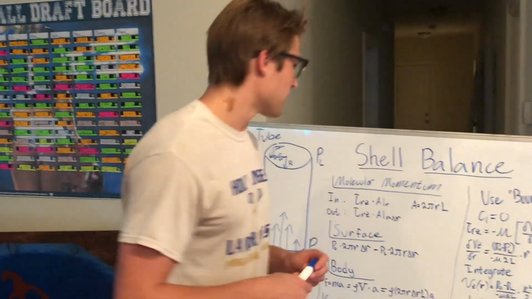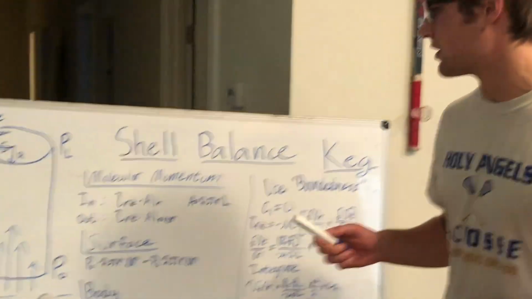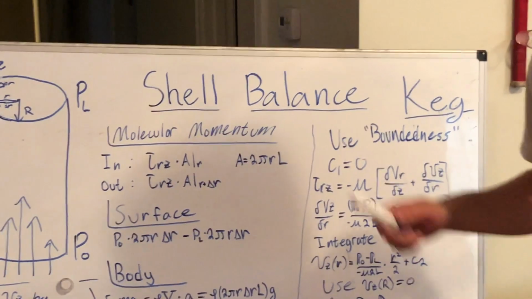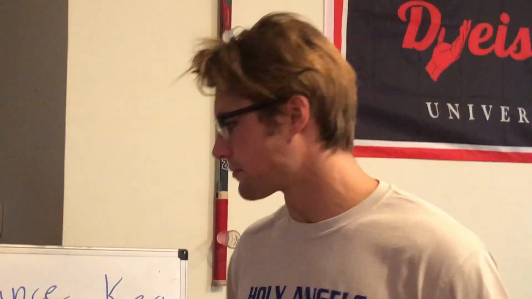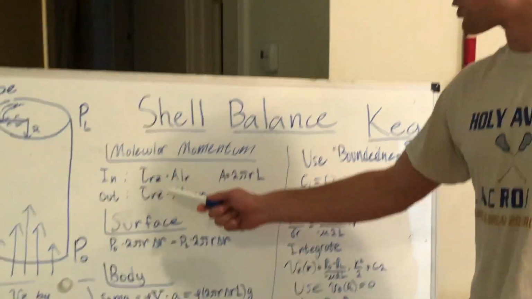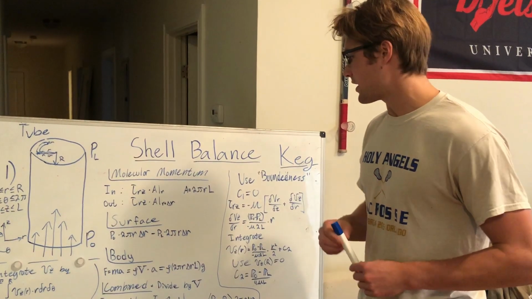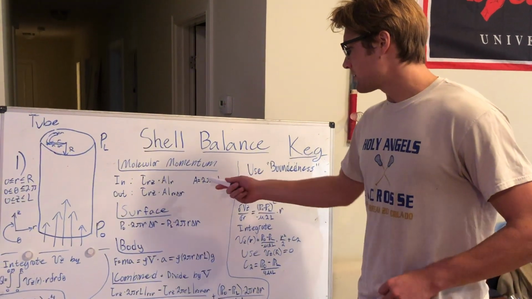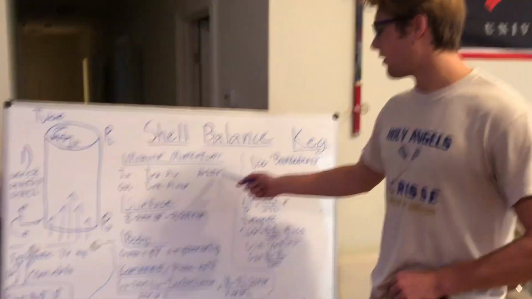So now we need to set up our momentum balance. The momentum that will factor into this equation is our molecular momentum. So coming in, we have our stress times our area at r. Coming out, we have our stress times our area at r plus delta r. This covers both sides of the shell. As you can see here, our area, because it is a cylinder, can be described as 2 pi r L.